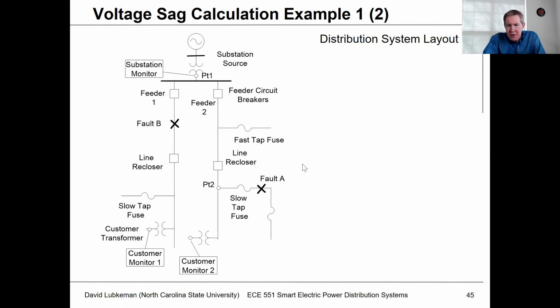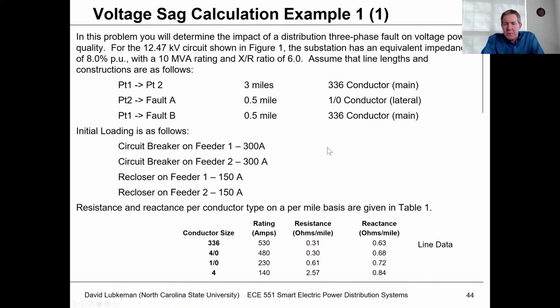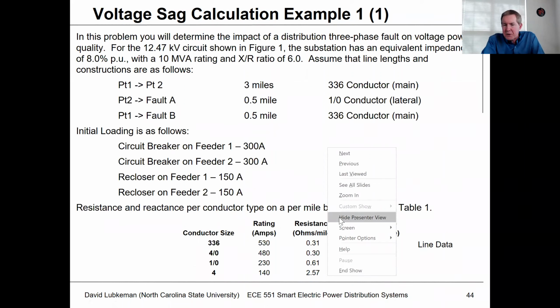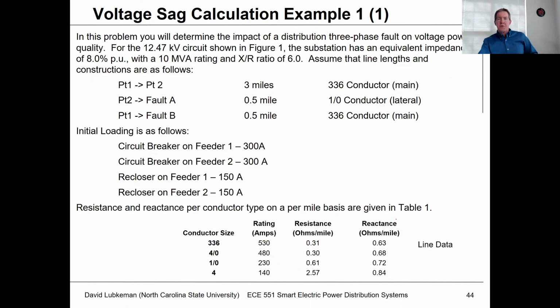So as far as the setup of this particular problem, it's a 12.47 kV circuit, and the substation has an equivalent impedance of 8% on a base of 10 MVA. You're given an X to R ratio in this case of 6, and so you're going to have to convert these into an R sub and X sub.